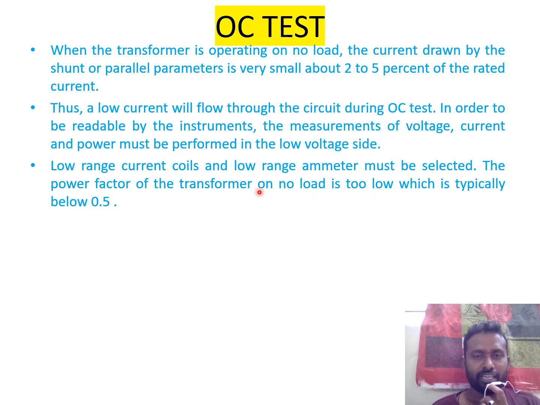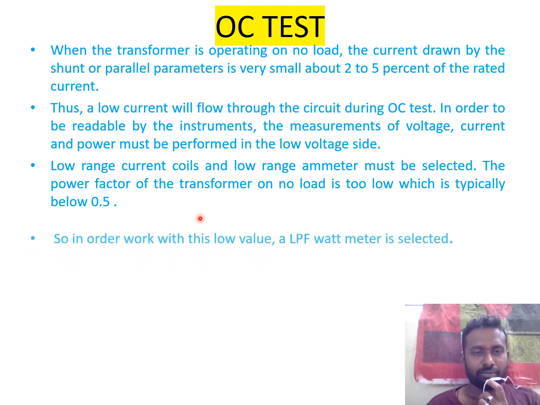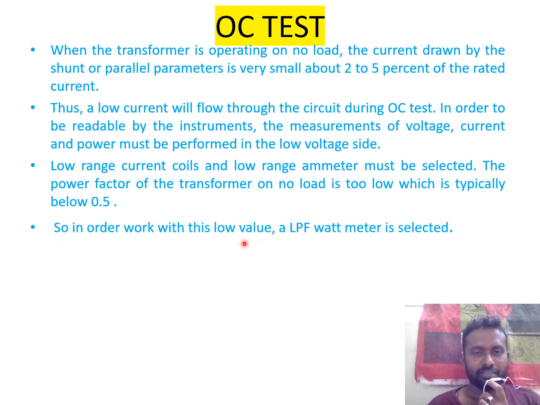The power factor of the transformer on no load is very low, typically below 0.5. On no load the power factor of a transformer is less than 0.5, so you need to use an LPF wattmeter. In order to work with this low value, an LPF, low power factor wattmeter is selected. The wattmeter that we are using in the OC test is an LPF wattmeter.